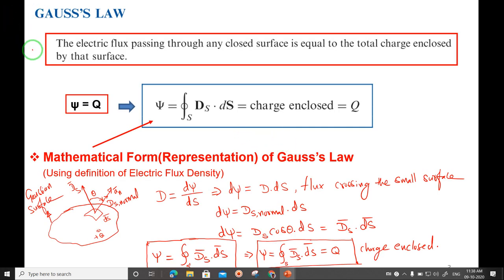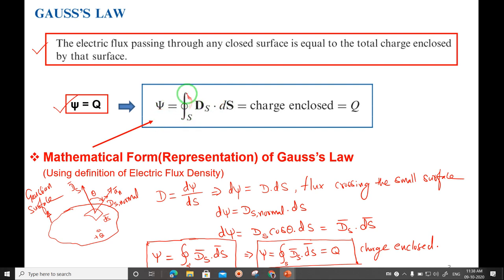Yes, the statement of the Gauss law goes like this. The electric flux passing through any closed surface is equal to the total charge enclosed by that surface, right? Psi equal to Q. We know this. Then we will try to obtain the more mathematical expression or representation of the Gauss law. Right, this is the mathematical form of the Gauss law.